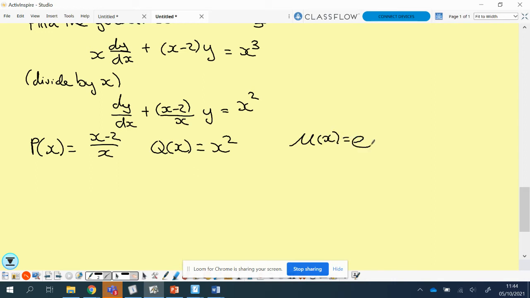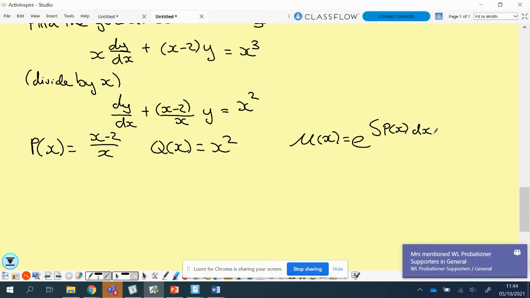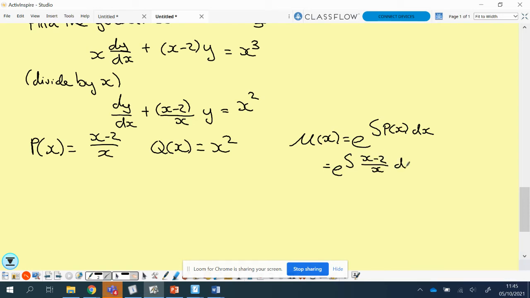So that's going to be e to the integral of p of x dx. So that's going to be e to the integral of x minus 2 over x dx. If we divide both those terms by x, that's going to become e to the integral of x divided by x is 1, 2 divided by x is 2 over x, like that there. Okay, 2 over x.